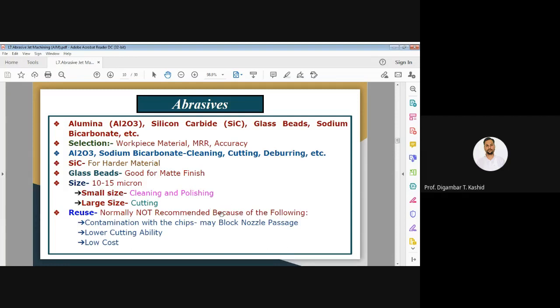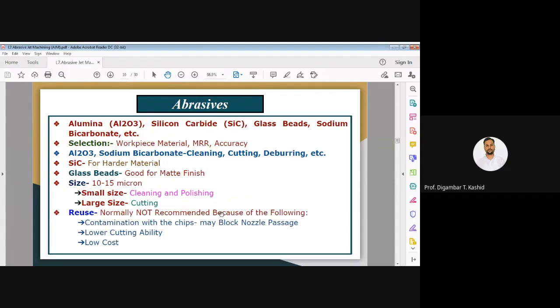Then what about the reuse of the abrasive particles? Reuse of abrasive particles is normally not recommended for the simple reason that after usage once, the abrasive particle may be contaminated with chip particles. These abrasive particles get contaminated with the material removed from your workpiece, and you cannot easily separate out the workpiece material. So due to that it is not recommended to reuse the abrasive particle.